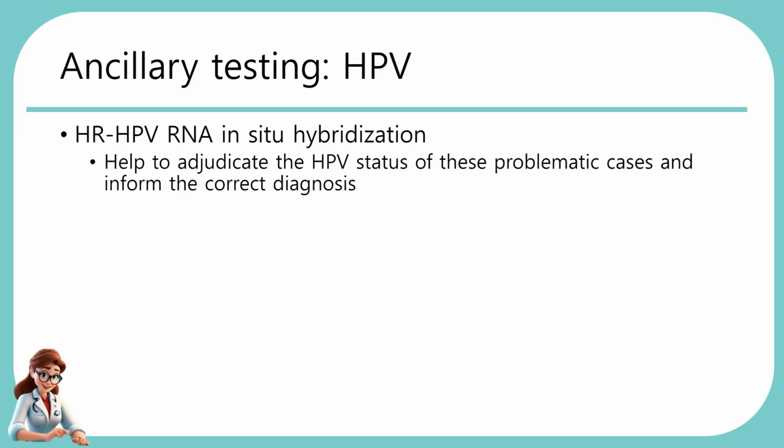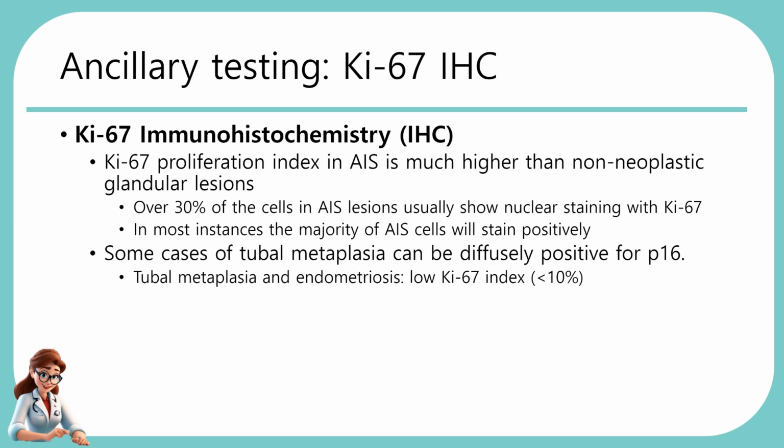In addition, although not necessary, high-risk HPV RNA in situ hybridization testing can help to adjudicate the HPV status of these problematic cases and inform the correct diagnosis. Last but not least, immunohistochemical staining for Ki67 can be handy. Ki67 proliferation index in AIS is much higher than non-neoplastic glandular lesions.